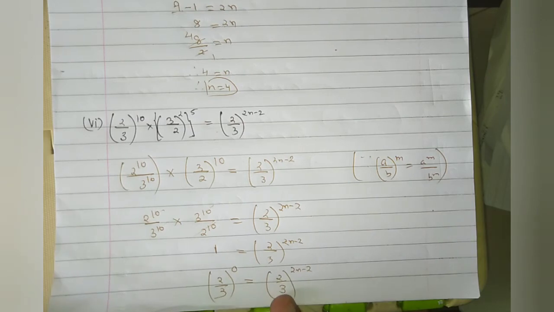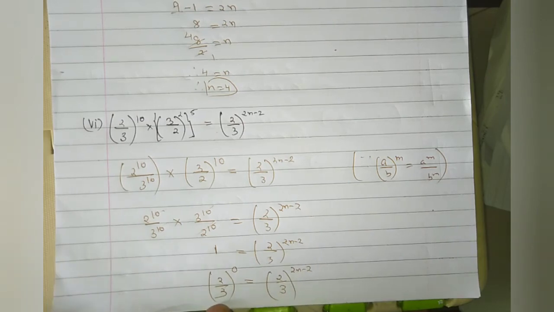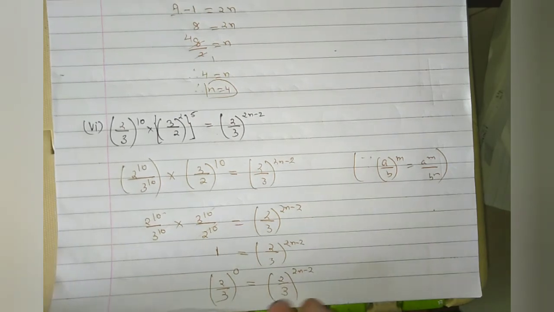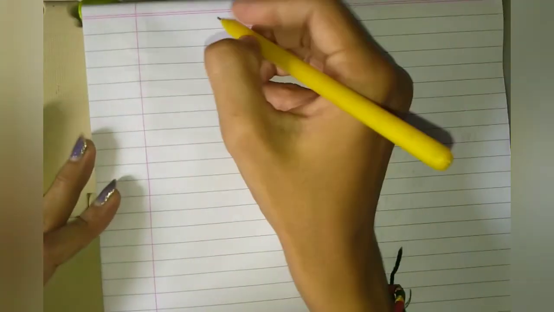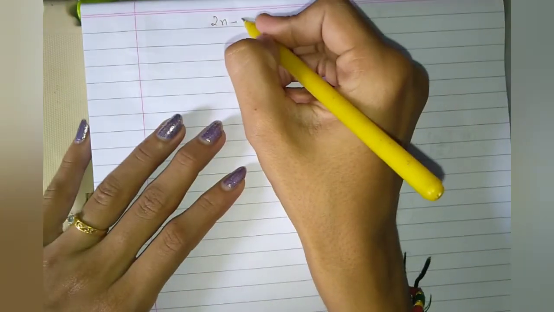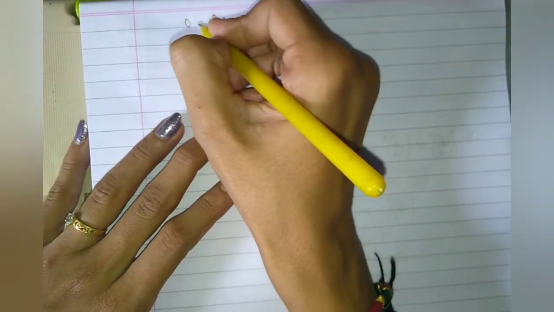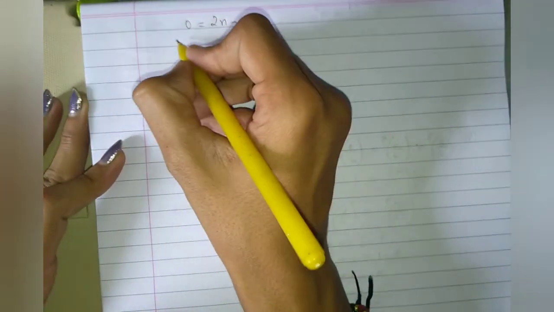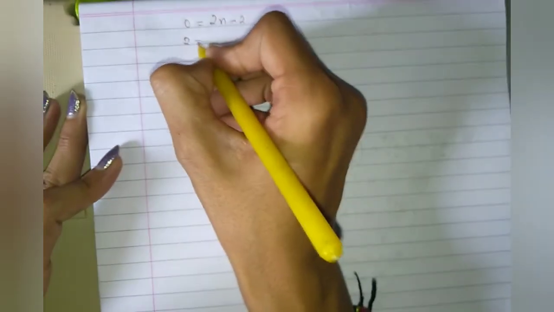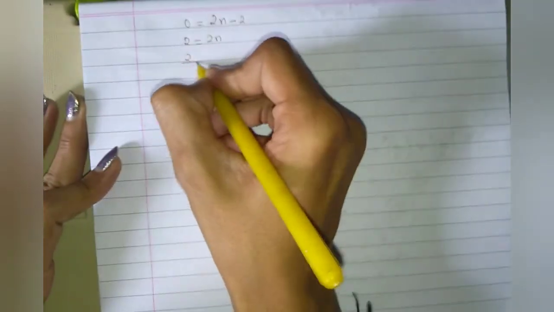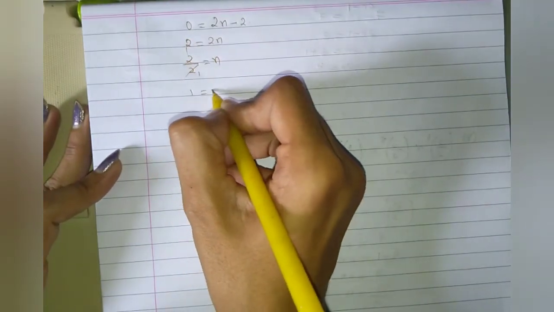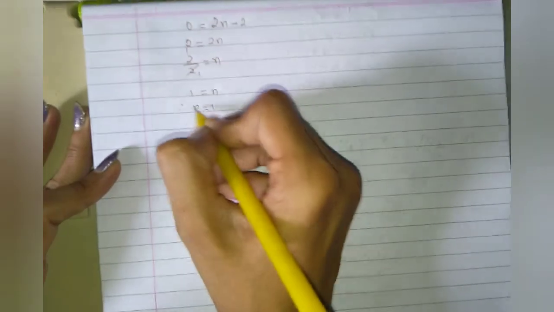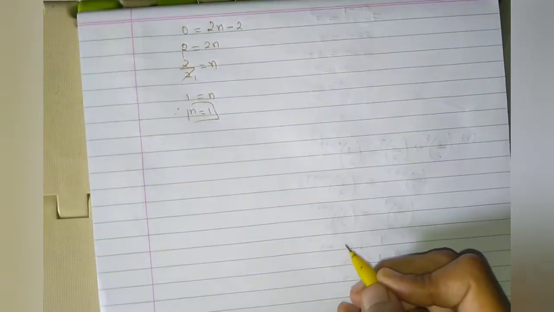Now the bases are the same. For making the base the same, that's why I had written (2/3) raised to 0. So the bases are the same, so we can write 2n minus 2 equal to 0. Here 2 I will take, so 2 will become positive. So 2 by 2 equal to n. So 1 equal to n. Therefore n equal to 1 is the answer.